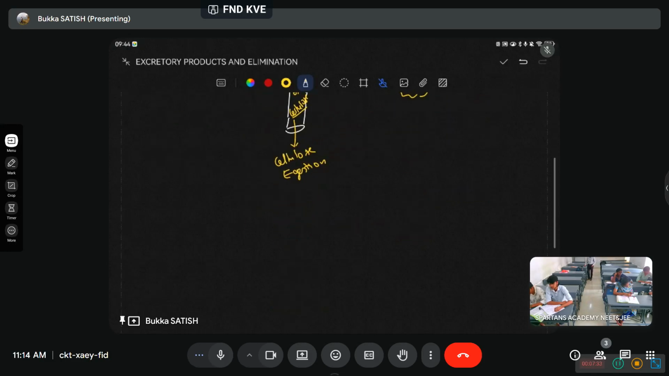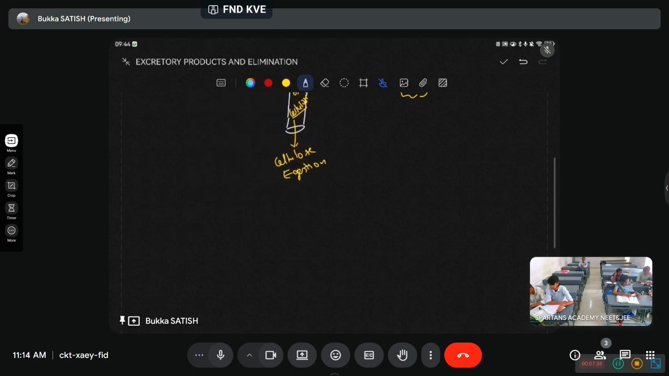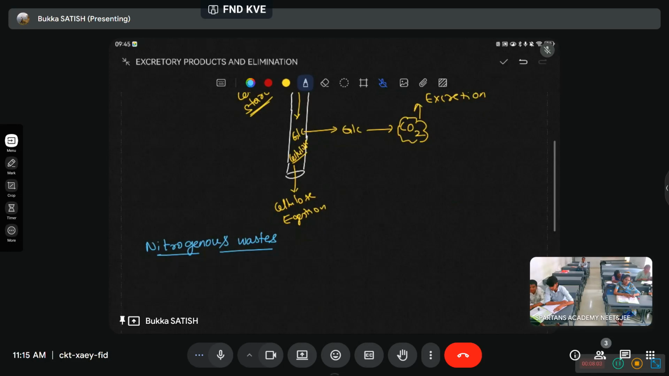Right. Now, in this chapter, our main focus will be on nitrogenous waste. Basically, excretion is about elimination of any metabolic waste. Elimination of CO2 is excretion only. Elimination of water is excretion only. Elimination of any ions is also excretion only. But here we'll be focusing on nitrogenous waste.